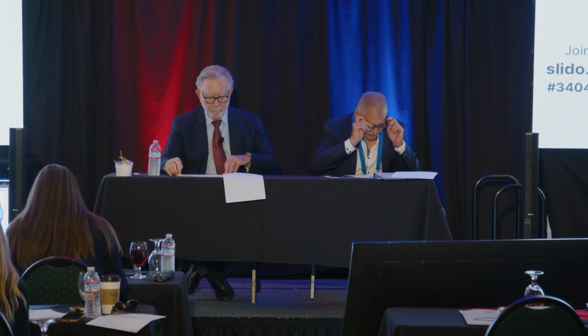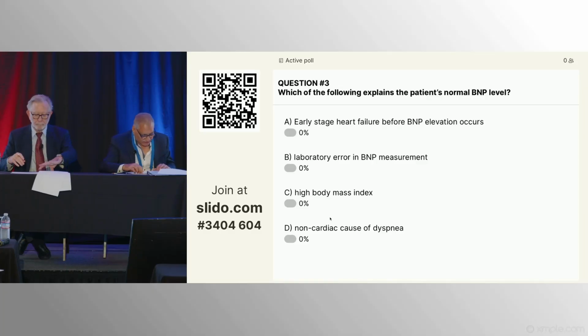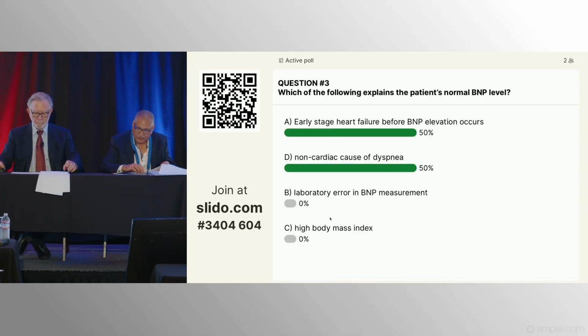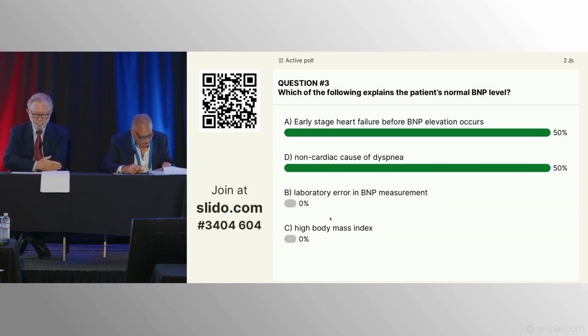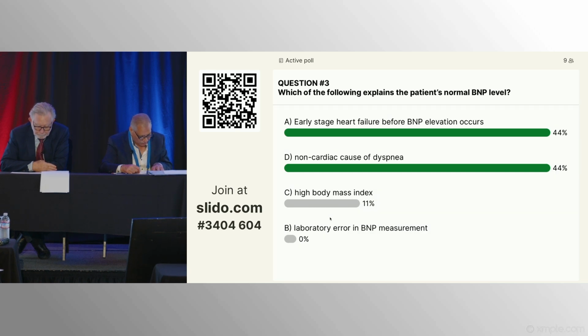Okay, page 3, the next question. A 62-year-old male presents to the emergency room with increasing shortness of breath for 3 days. He has a history of hypertension, type 2 diabetes, coronary artery disease, and obesity. On examination, he's tachypneic, has bibasilar crackles on lung examination. Chest x-ray shows mild pulmonary congestion. Troponin is negative. BNP is normal. Which of the following explains the patient's normal BNP level?